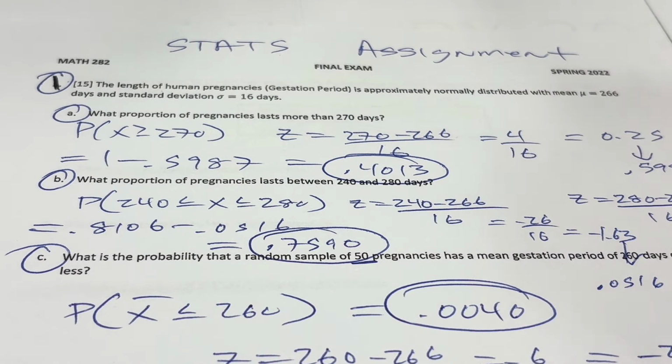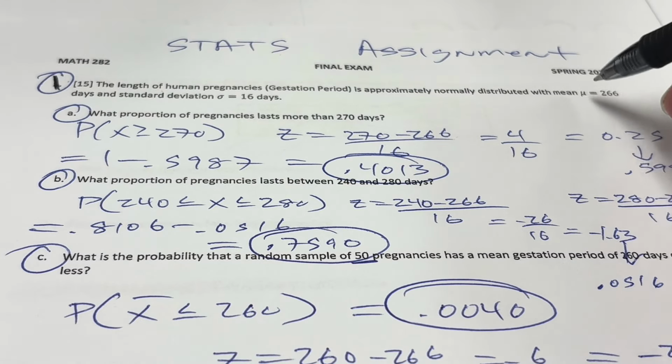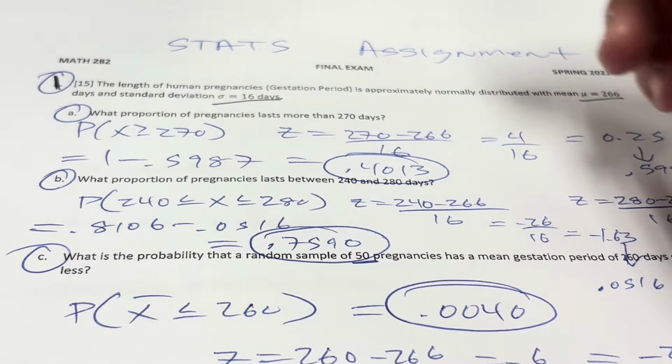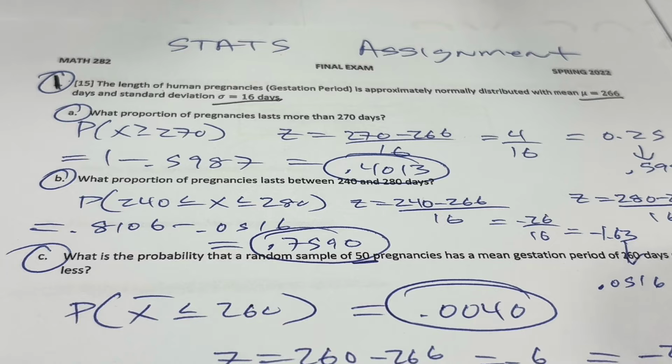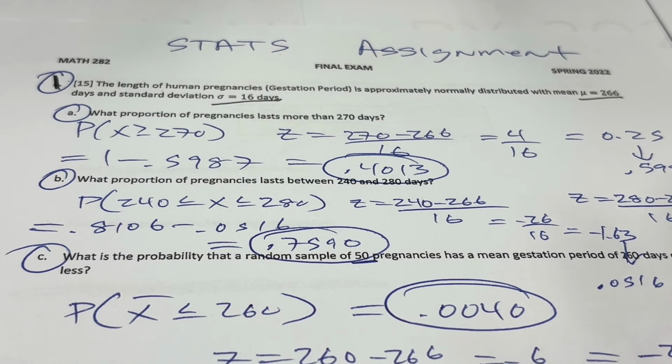All right, 1, 2, 3. This is from an SIU final. Just write human pregnancy question for this one, with the mean of that and standard deviation of that. I do want you to write out part A. What proportion of pregnancies last more than 270 days? X is the length of a pregnancy, so it's the probability that X is greater than or equal to 270.